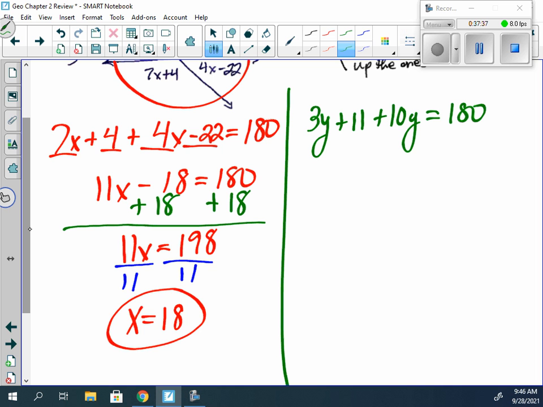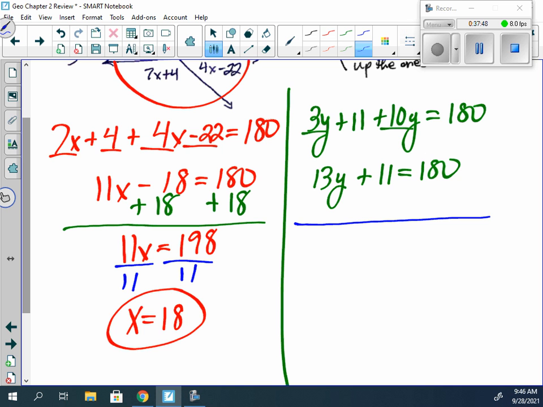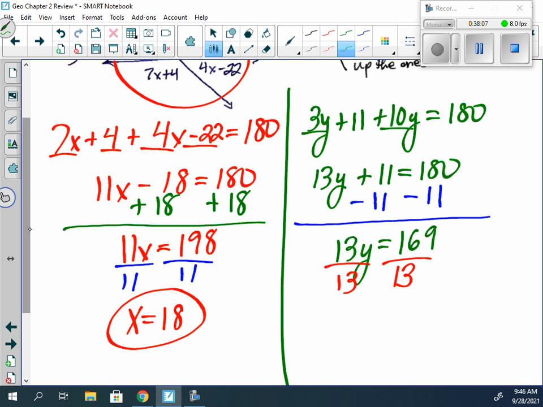Now we can do the same thing for y. We can combine our like terms. That'd be 3y and 10y, which would be 13y plus 11 is equal to 180. Then our next step would be to subtract 11 from both sides, which will tell me that 13y is equal to 169. And lastly, we would divide both sides by 13. That will tell me y is equal to 13, because 13 squared is 169.